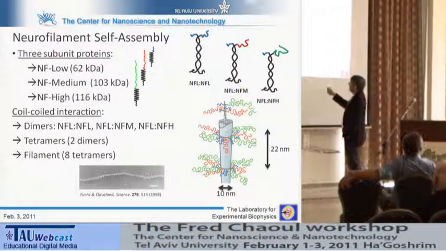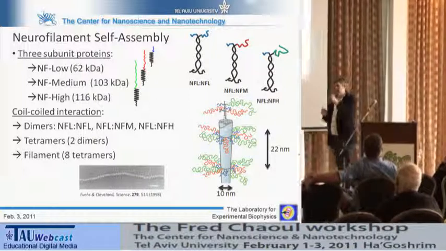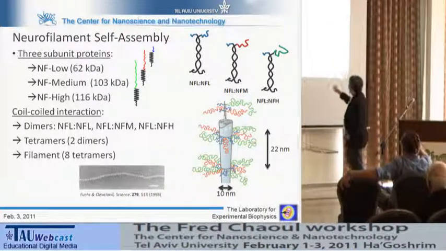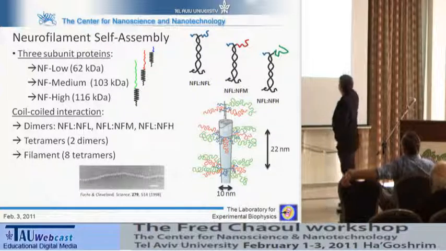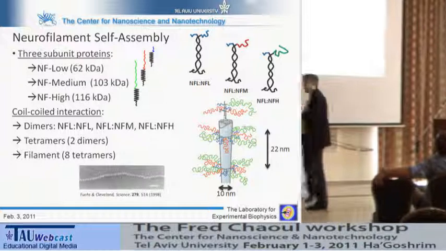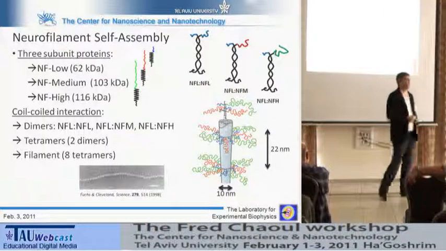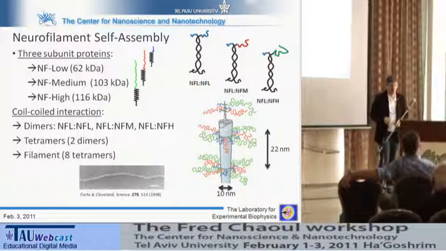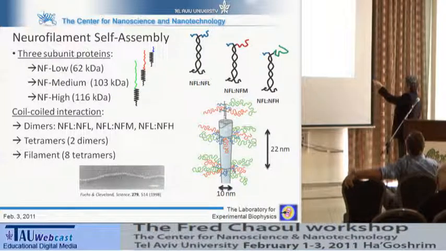And in the end, after 32 of those subunit proteins, they will form a filament, which will be 10 nanometers in diameter. And we'll have all of these unstructured domains coming out on the outside. So it will look something like a bottle brush, the brushes that you use to clean bottles. So this is how the sequence goes in order to get the neurofilament.